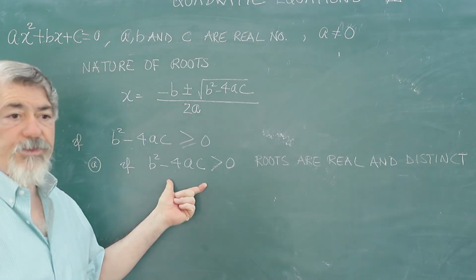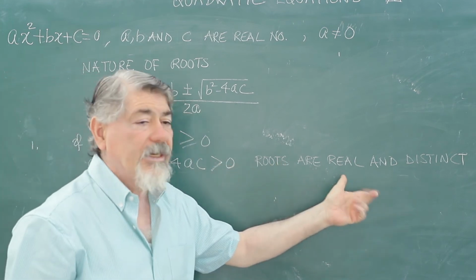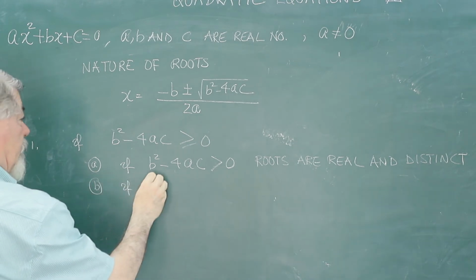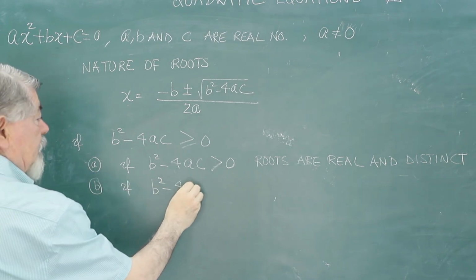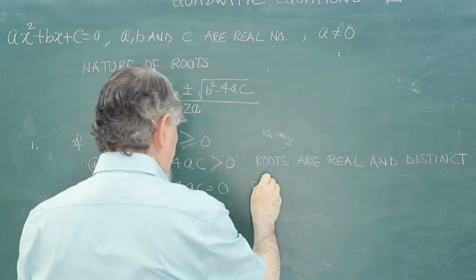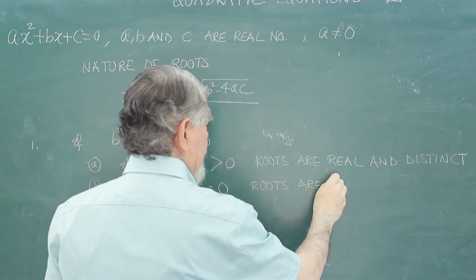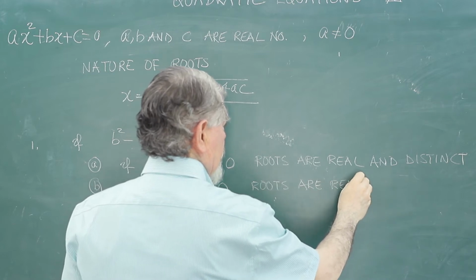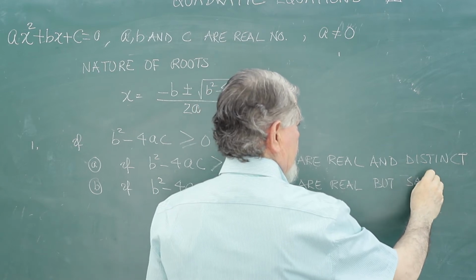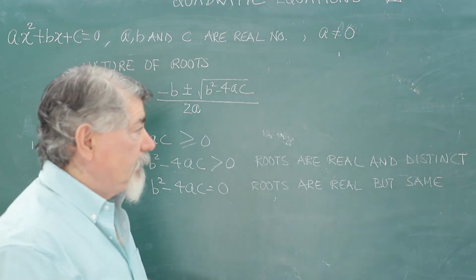If b square minus 4ac is greater than 0, that means if it is positive, then roots are going to be real and distinct. Second part, if b square minus 4ac is equal to 0, then what happens? Then roots are real only, but same. They will not be distinct. They will be same roots. What kind of thing will that be?